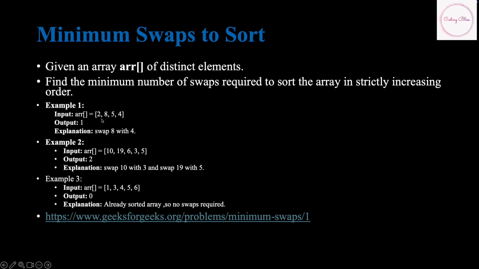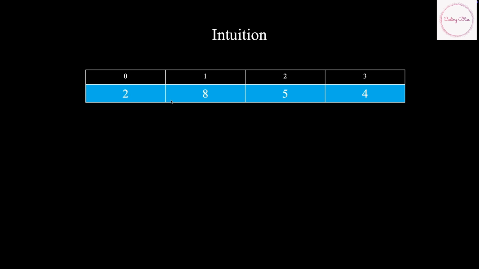So given this example 2 8 5 4, if we just swap 8 and 4, the array will end up being 2 4 5 8. So it will be in a sorted order. That means you need one swap to achieve this condition of having the array purely sorted. This problem I saw in Geeks for Geeks, and this was an interesting problem, so thought of providing an explanation for it. So now first let's try to identify the intuition for the problem with an example.